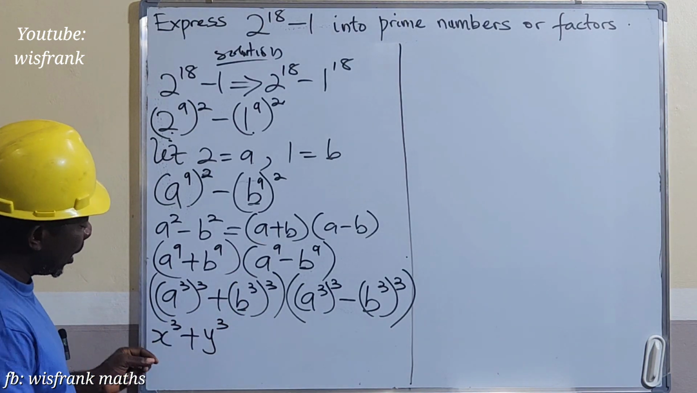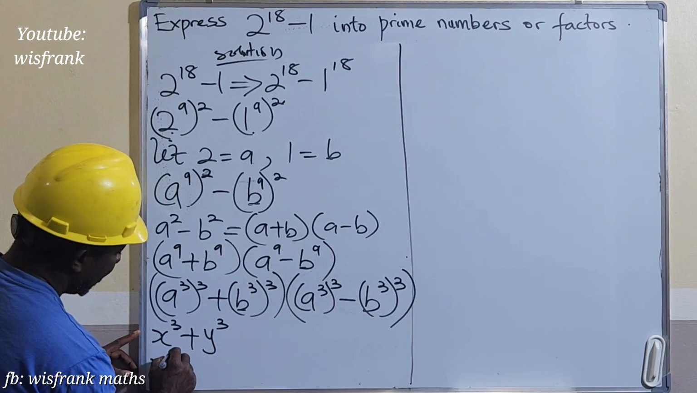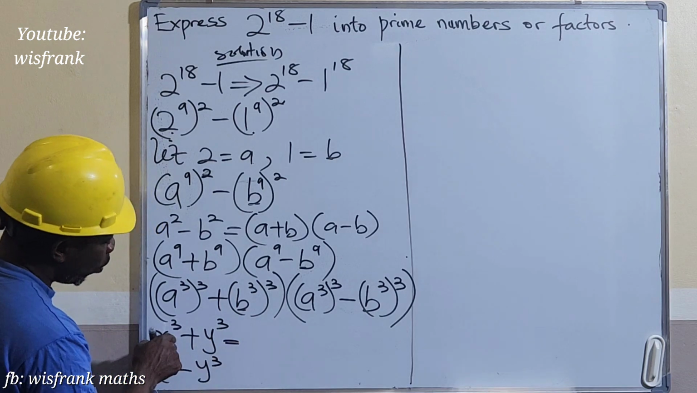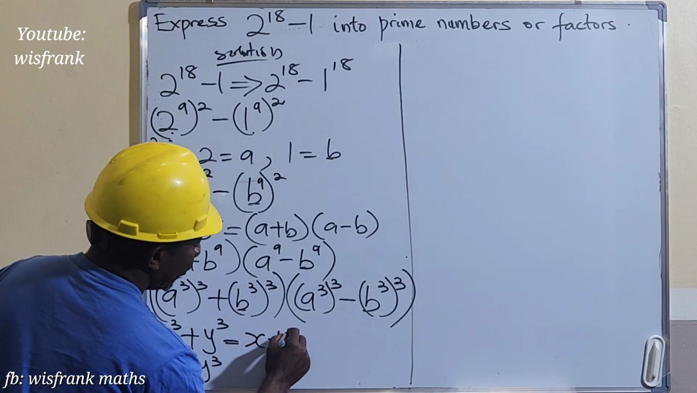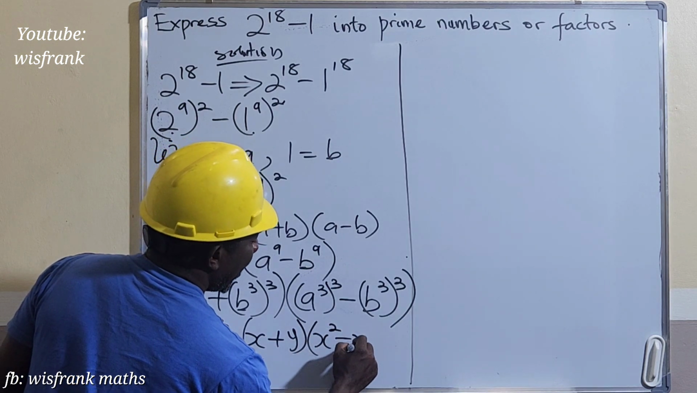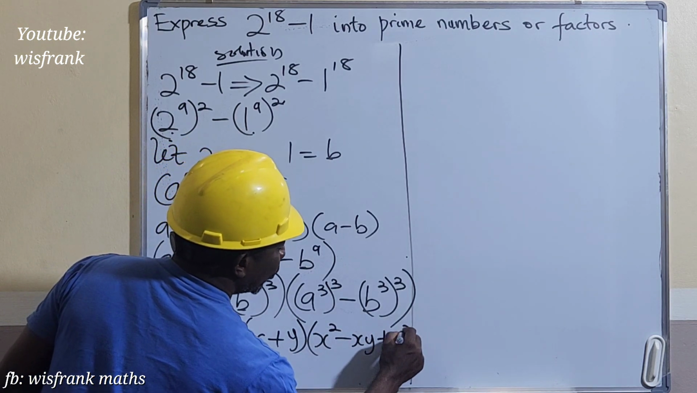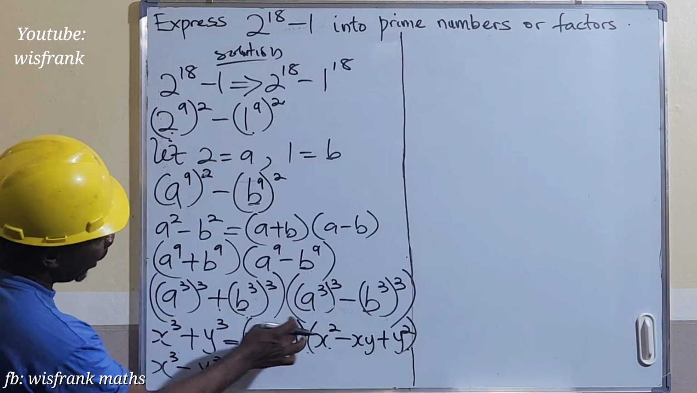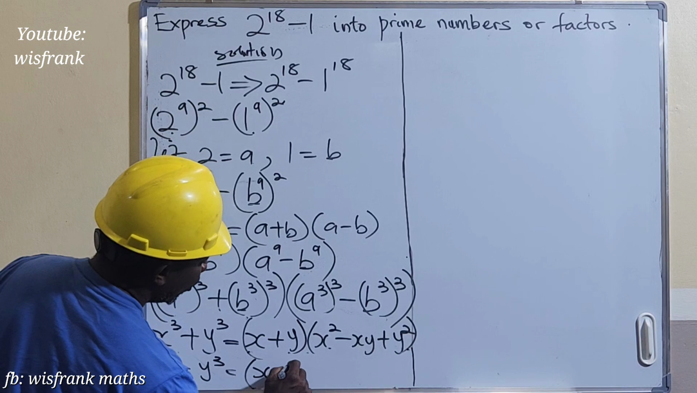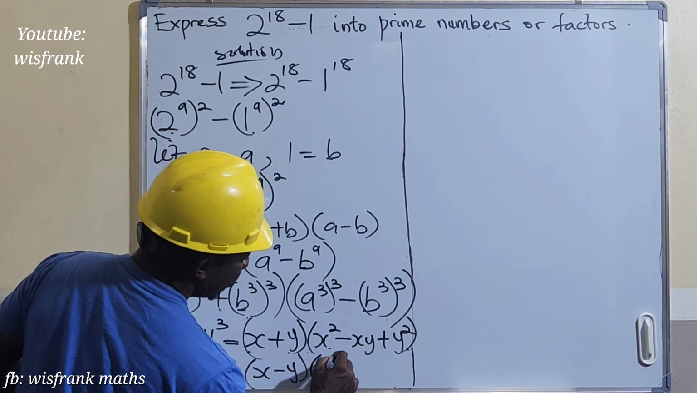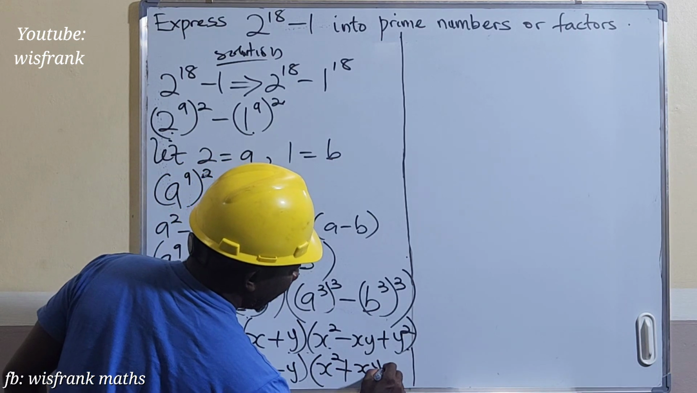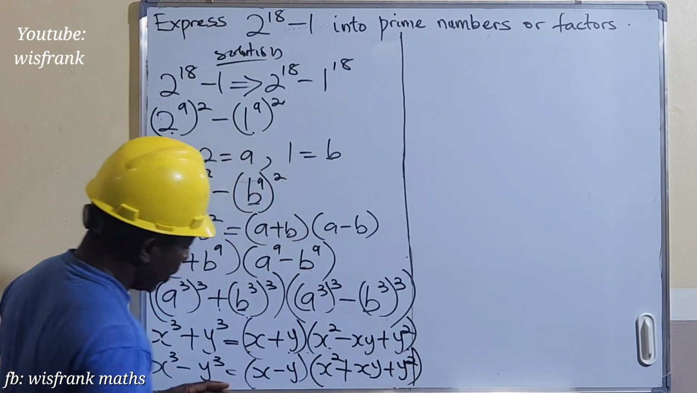And also here we have x to the power of 3 minus y to the power of 3. So this will give us x plus y into x squared minus xy plus y squared for this first one. Then for this second one, it will give us x minus y into x squared plus xy plus y squared. So this is what we have.